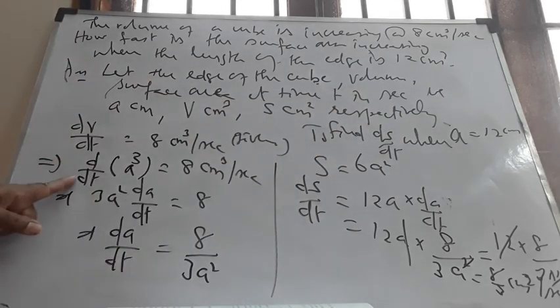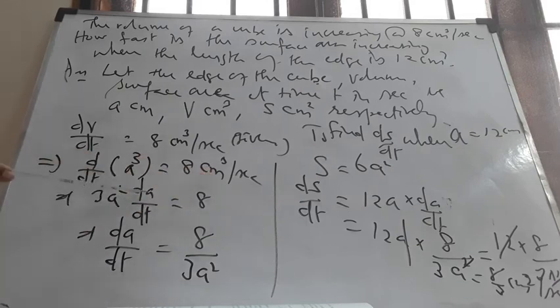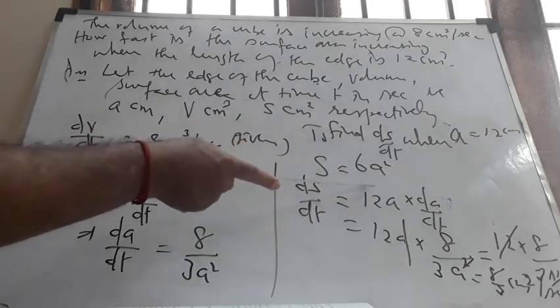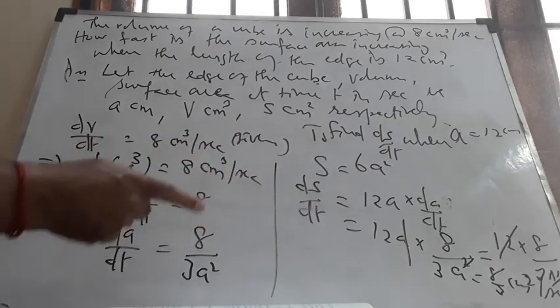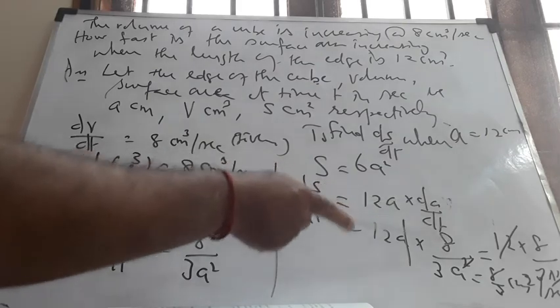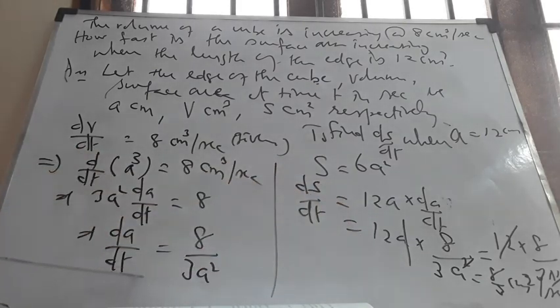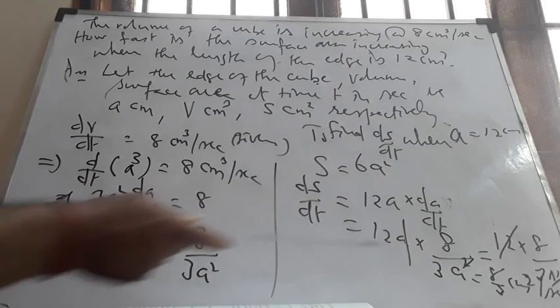Now what is the implication here? d by dt of a cube is 8 centimeter cube per second. 3a square dA by dt is 8. dA by dt is 8 by 3a square. Now S is 6a square. The formula for total surface area is 6a square. So dS by dt is 12a dA by dt, which is 12a into 8 by 3a square, which we have already obtained. One a gets cancelled. 12 into 8 by 3 into 12. So 8 by 3 centimeter square per second.